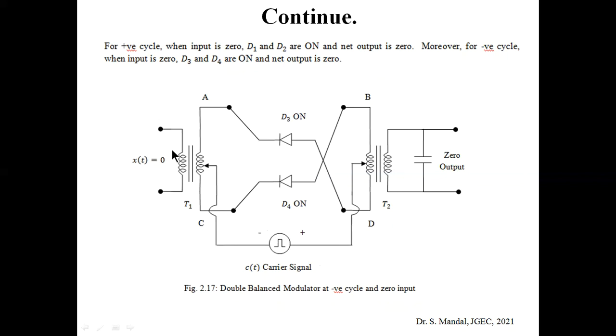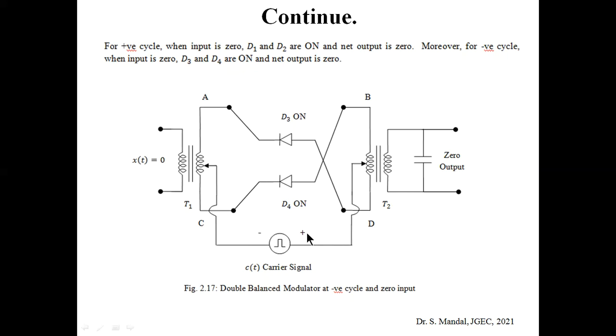Okay. Now in the negative cycle, when the carrier is negative, observe the polarity is negative. So in that case, D3 and D4 will be on, whereas D1 and D2 will be off.